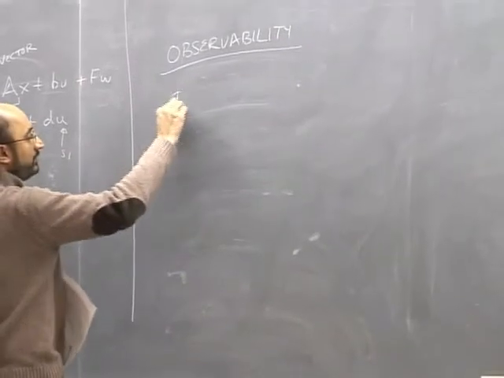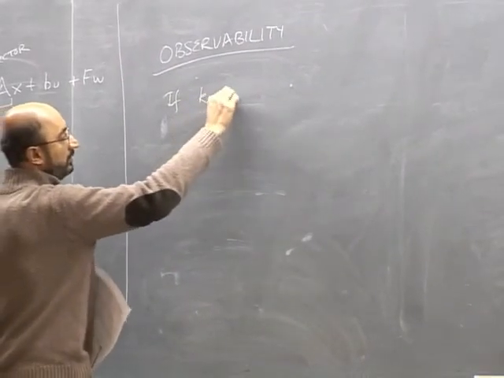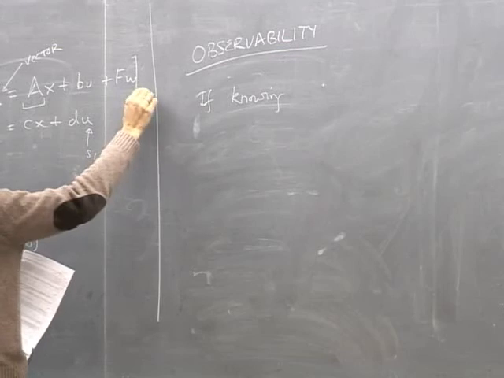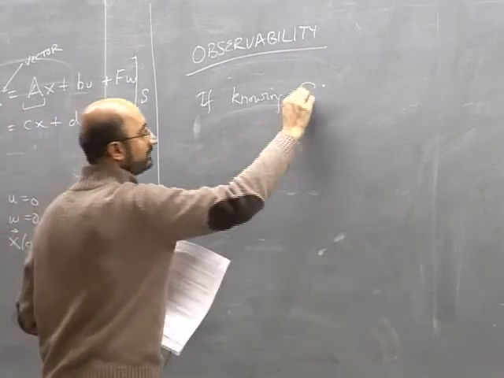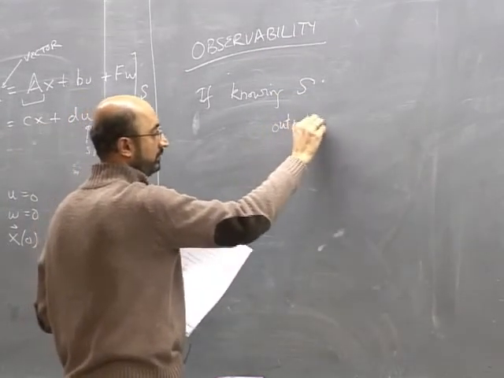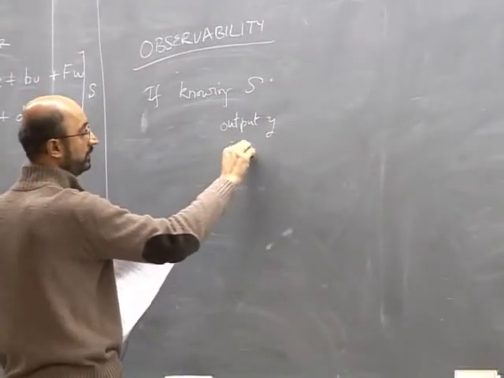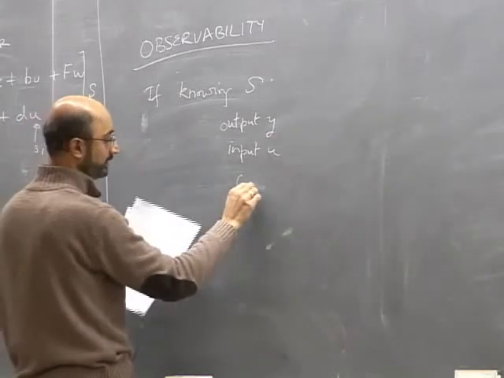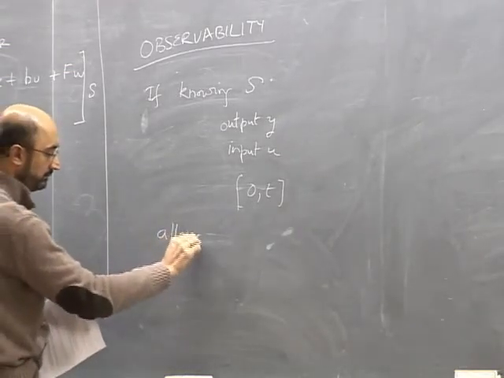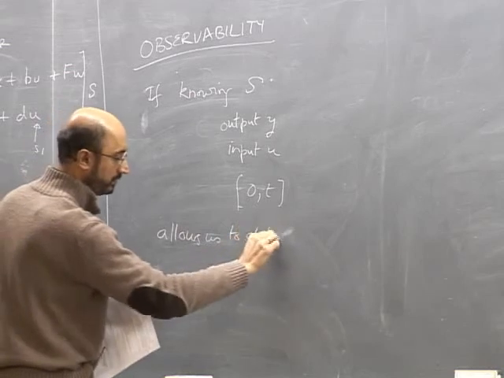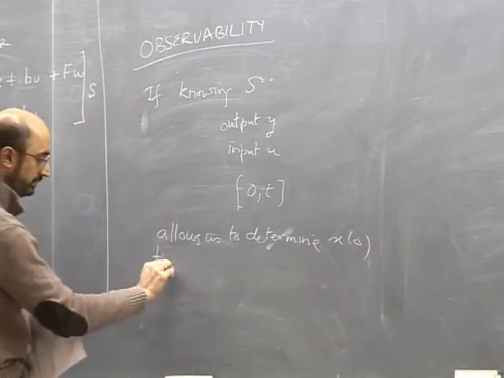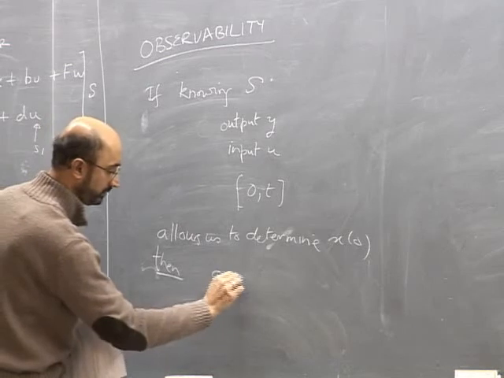Let me call this system over here, the state equations, the state update equations, S. So if knowing the output Y and the input U over the finite interval 0 to t allows us to determine x0, then S is observable.